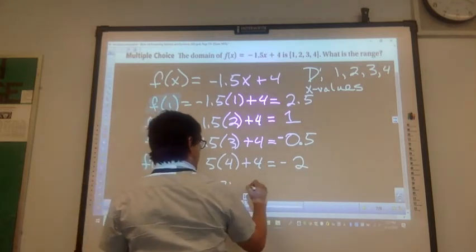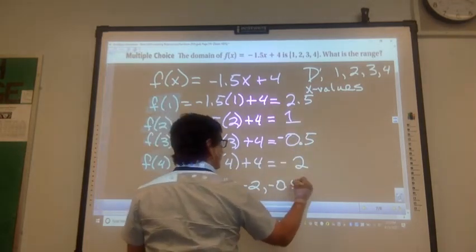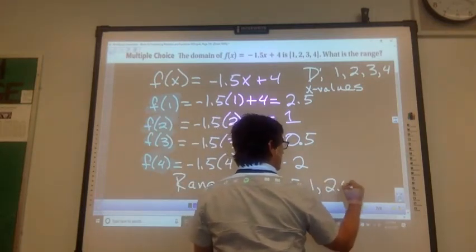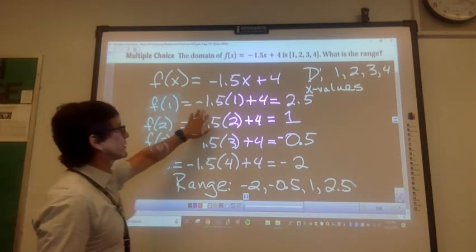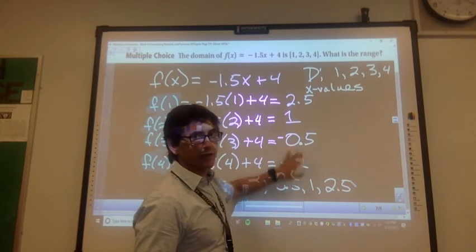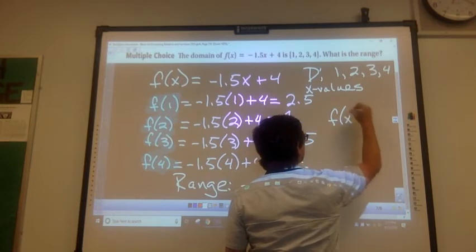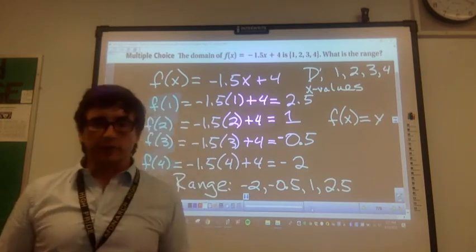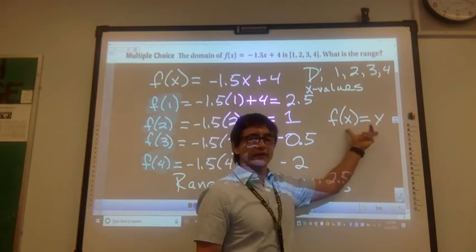So negative 2 is our smallest value, so we go in reverse order here. Negative 2, negative 0.5, 1, and 2.5. So again, list the range, least to greatest, no repeats, no math on the left, plug the values in, see what y values you get. Remember, f of x is very similar to y. It's not the exact same, but for your understanding, you can think of f of x equaling y.